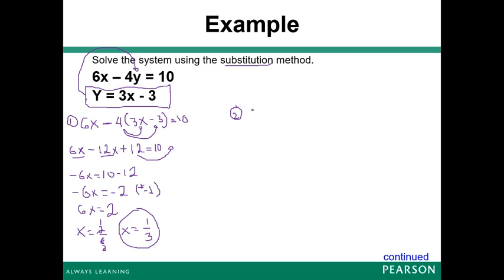Look at that. We have this. It's easy. Y is equal to 3x minus 3. But x is 1 over 3, so we're going to replace it. Y is equal to 3 times 1 over 3, minus 3. Okay, very good.